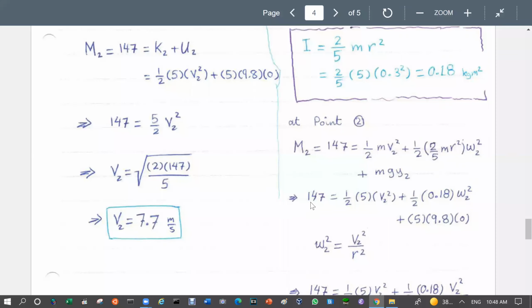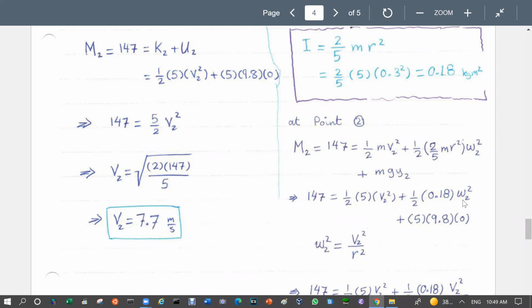Now we have 147 is equal to 1/2. The mass is 5. V2 squared. We don't know it. Okay, what else? We have 1/2 I, which is 0.18 as we found it, multiplied by omega 2 squared. We don't know omega 2. Plus 0. Now we have two unknown quantities, which are the velocity and the angular velocity.